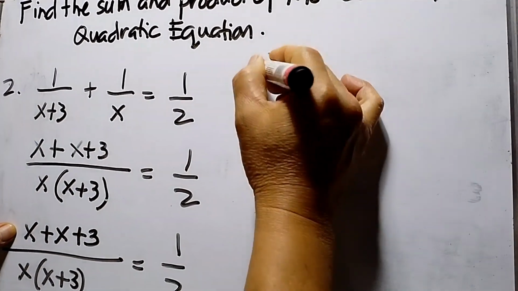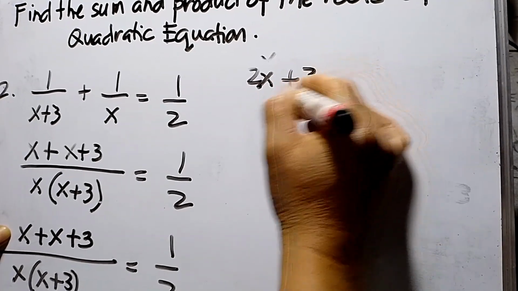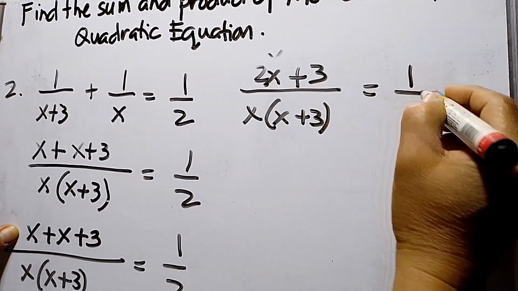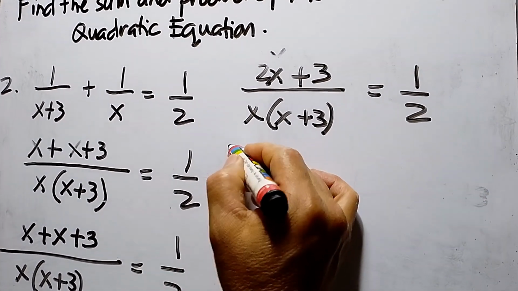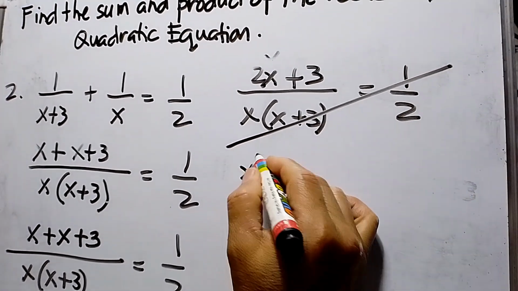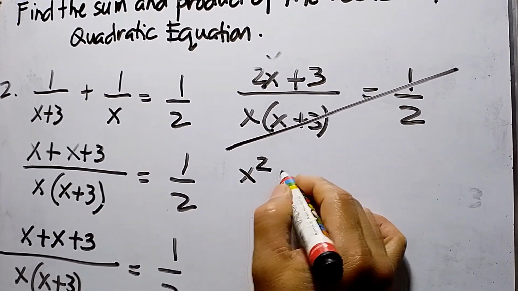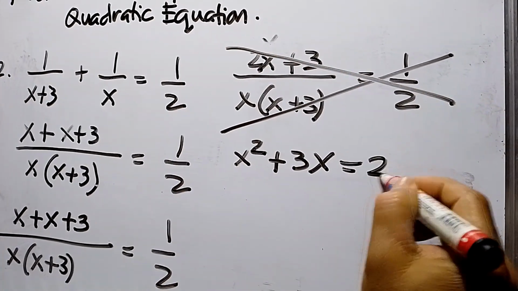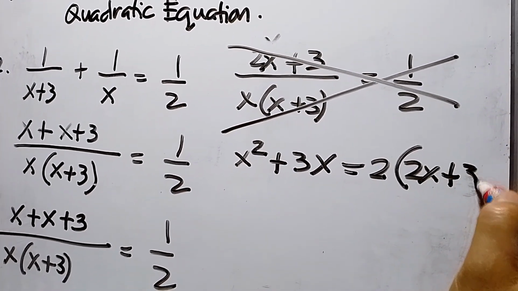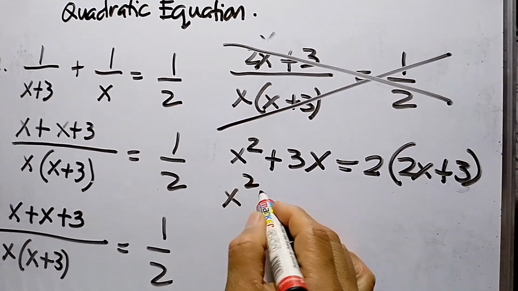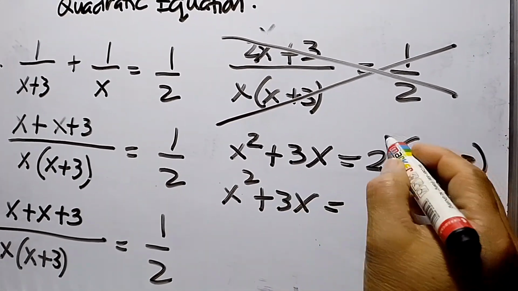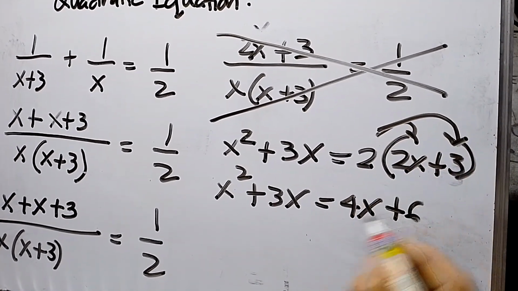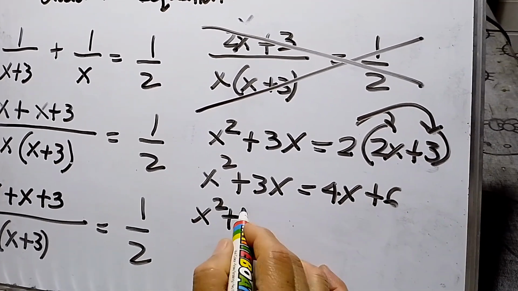So this will be (2x + 3)/(x + 3) = 1/2. Then I need to cross multiply. This will be x squared plus 3x. And then cross multiply also. This will be 2x plus 3. This will be x squared plus 3x. Then distribute. This will be 4x plus 6. So this will be x squared plus 3x.